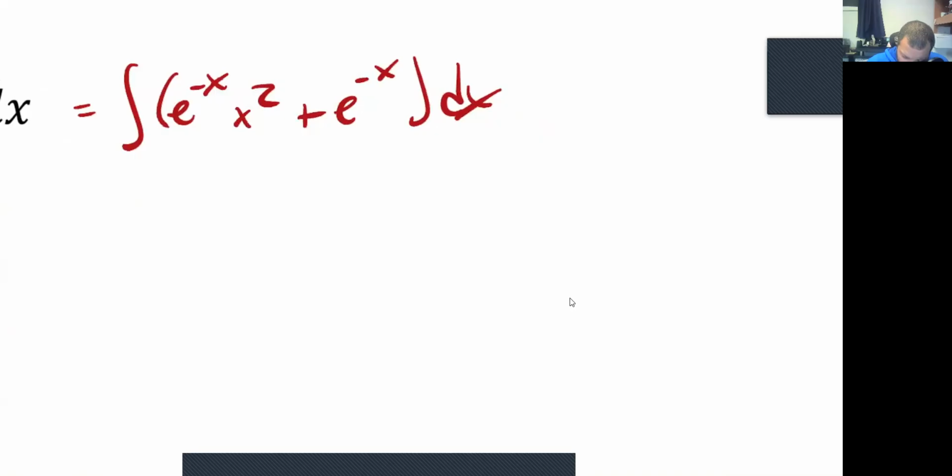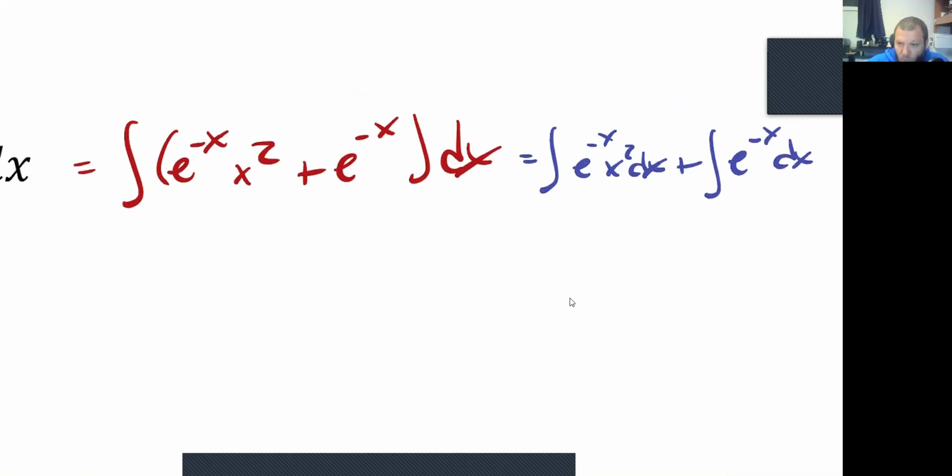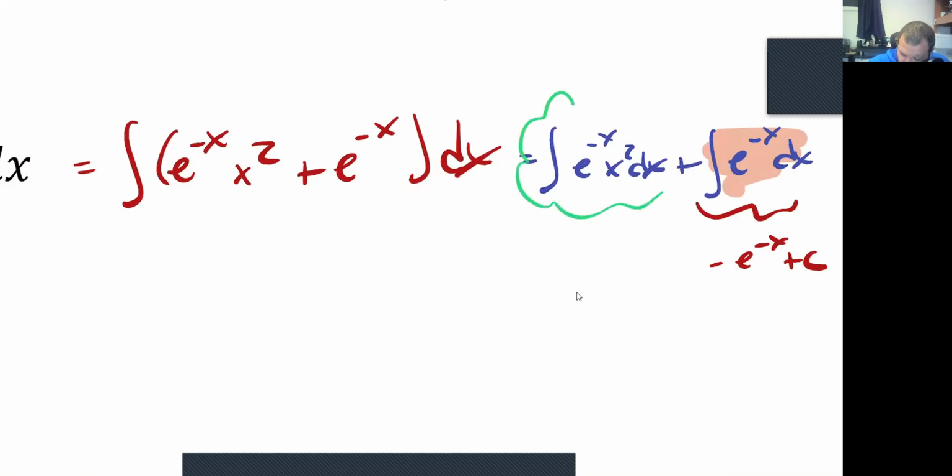So when I think about what this integral is, it's just the antiderivative of e to the negative x squared dx plus an antiderivative of e to the negative x dx. So this one over here on the right is going to be really easy to take. The antiderivative of e to the negative x is just negative e to the negative x plus a constant. So that's a nice and easy one that we don't have to worry about. The problem is going to be taking this antiderivative right here.